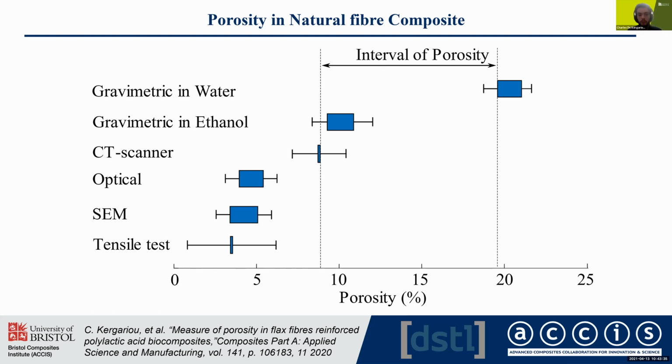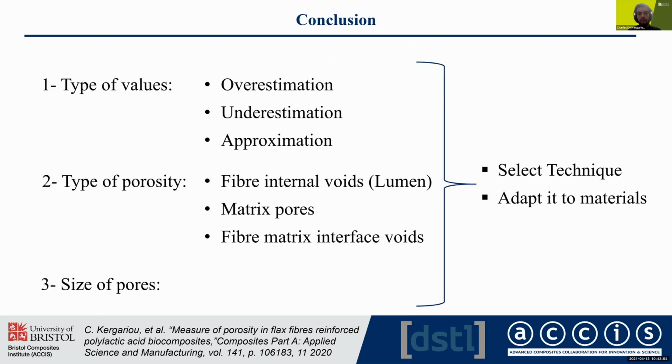in ethanol, which is fairly quick to conduct and cheap, but the main issue is that we were not exactly sure what we were measuring because we don't have a great insight into the interaction between ethanol and our material. So we backed it up with the CT scanner in order to obtain our porosity and know which kind of pore we were measuring. Basically, if you want to make measurements in natural fiber composites, you need to know if you want an overestimation, an underestimation, or an approximation, which type of pores you want to measure, and the size of pore you want to measure, then select your technique and adapt it to your materials.